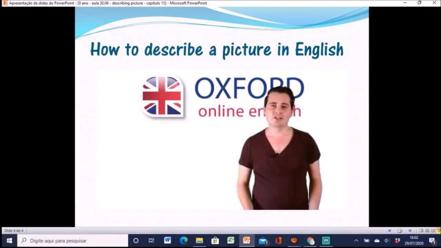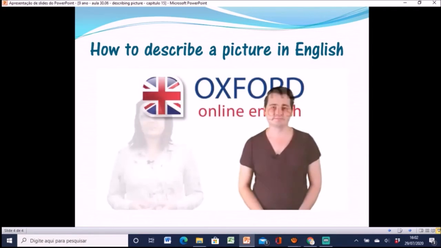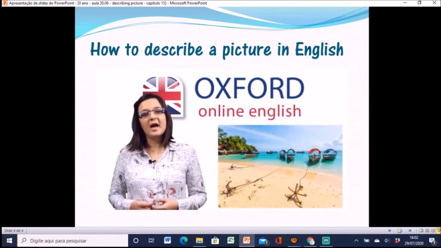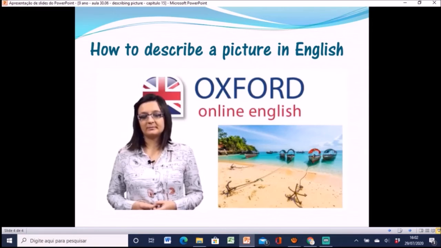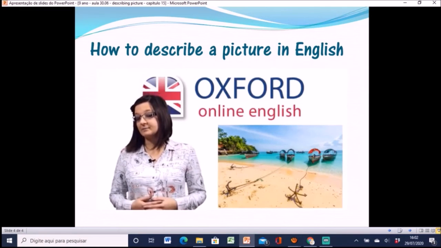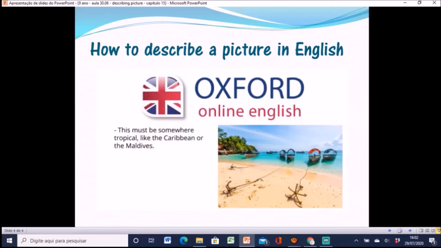You see, talking about what you can't see in the picture can be very useful and can help to add details to your answer. Let's do one more example. What could you say about this picture? Let's do this one together. You could say, this must be somewhere tropical, like the Caribbean or the Maldives. Perhaps it was taken by a tourist who came to the beach on one of those boats.